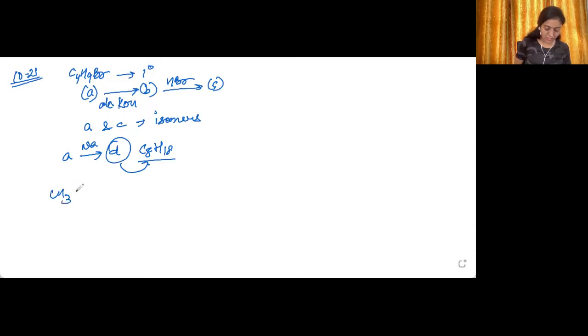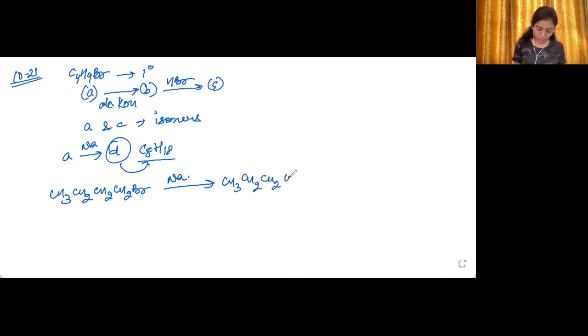So let's consider N-butyl bromide. When it is reacted with sodium, what will happen? It will be a Wurtz reaction. We have done it many times now. CH3, CH2, CH2, CH2, CH2. So 8 carbons will be there in the chain: 1, 2, 3, 4, 5, 6, 7, and 8. This will be the product formed.